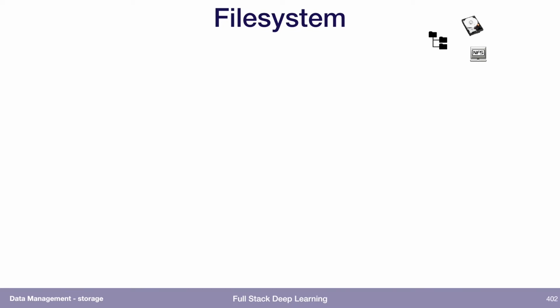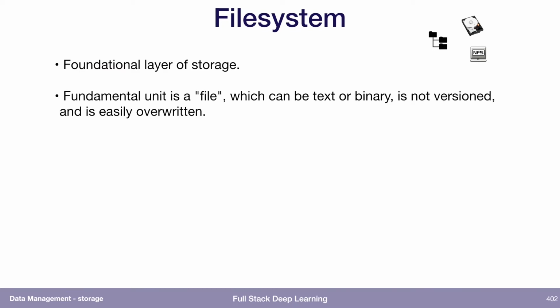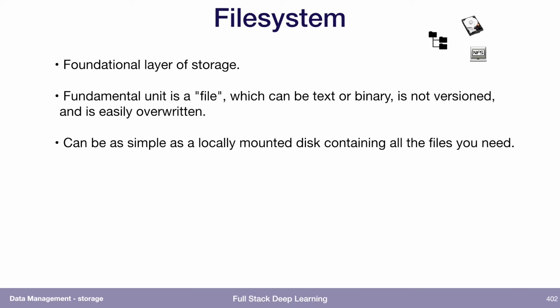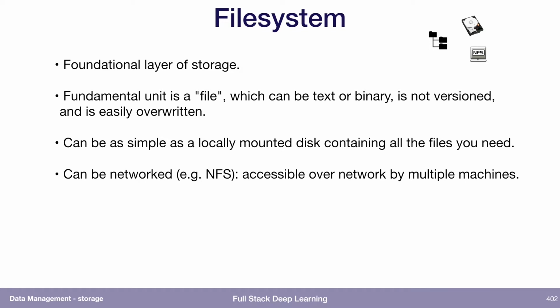So the file system is the foundational layer of any kind of storage. So the fundamental unit is a file, which can be a text file, a binary file, is usually not versioned at the file system level, and it's easily overwritten or deleted. And that can be as simple as just locally mounting a disk. So this is what we're used to. This is what we have on our computers and usually on our network drives.